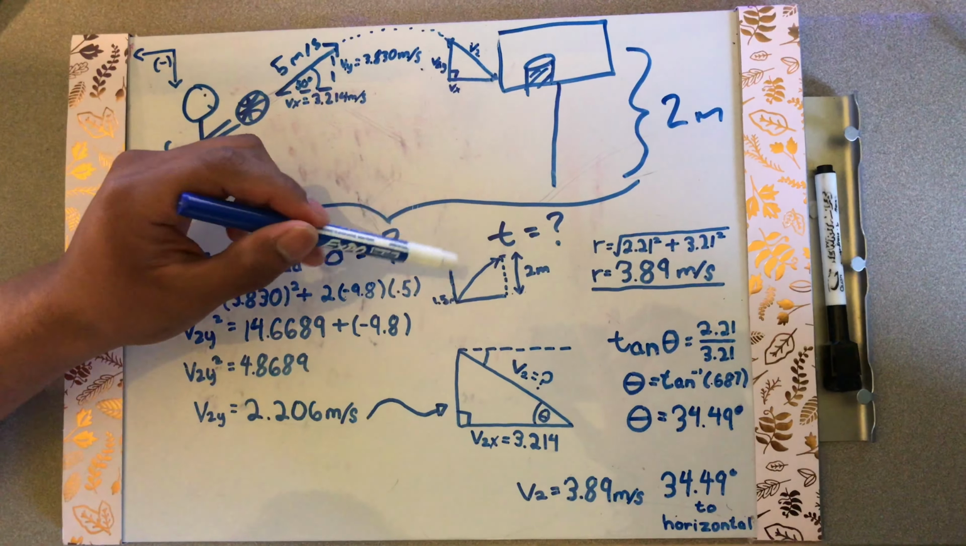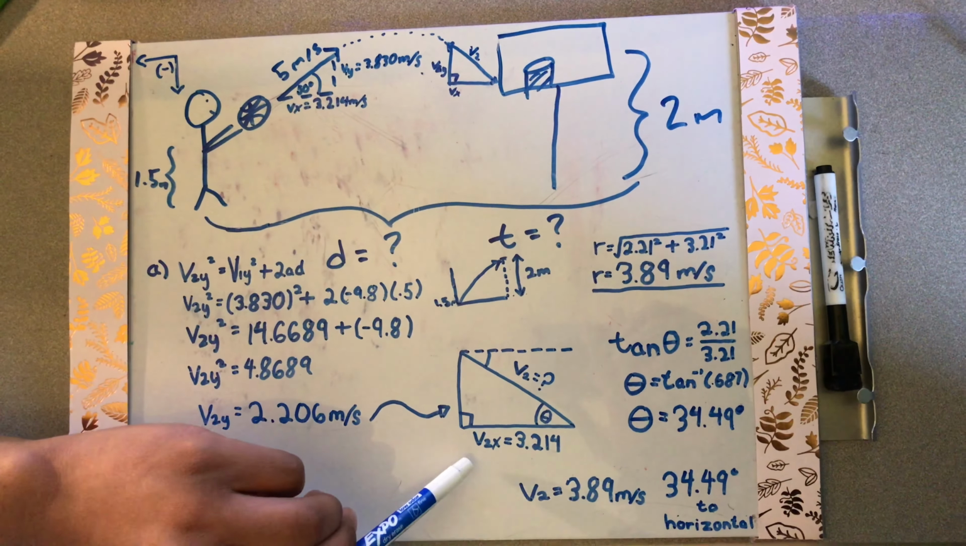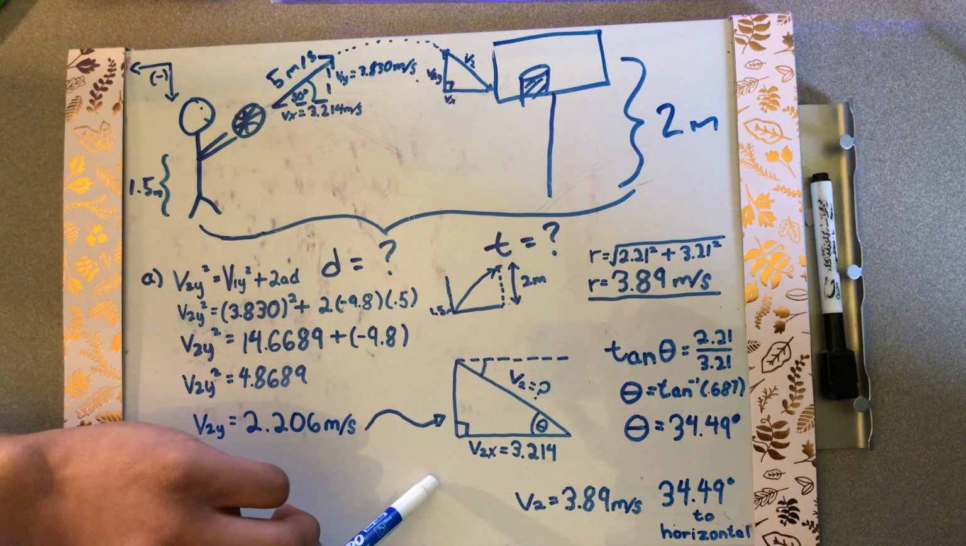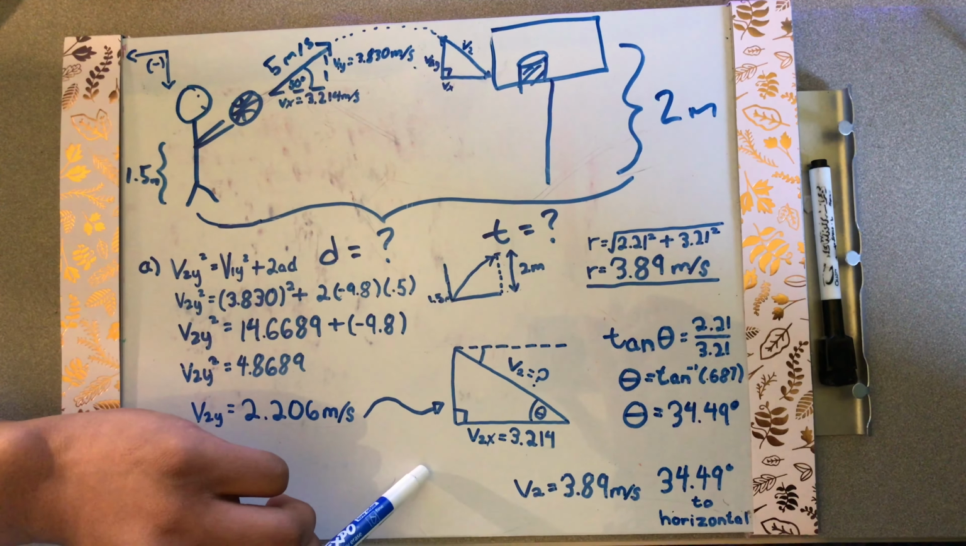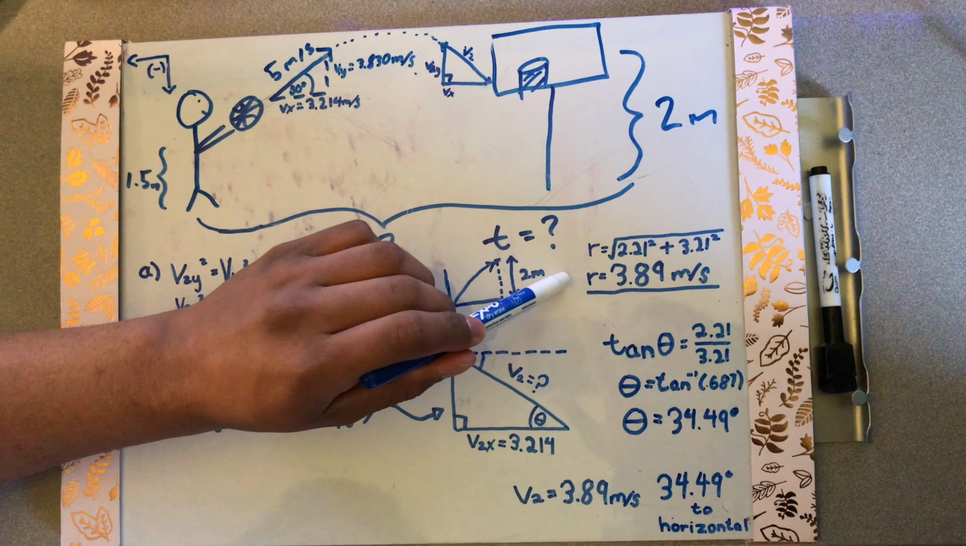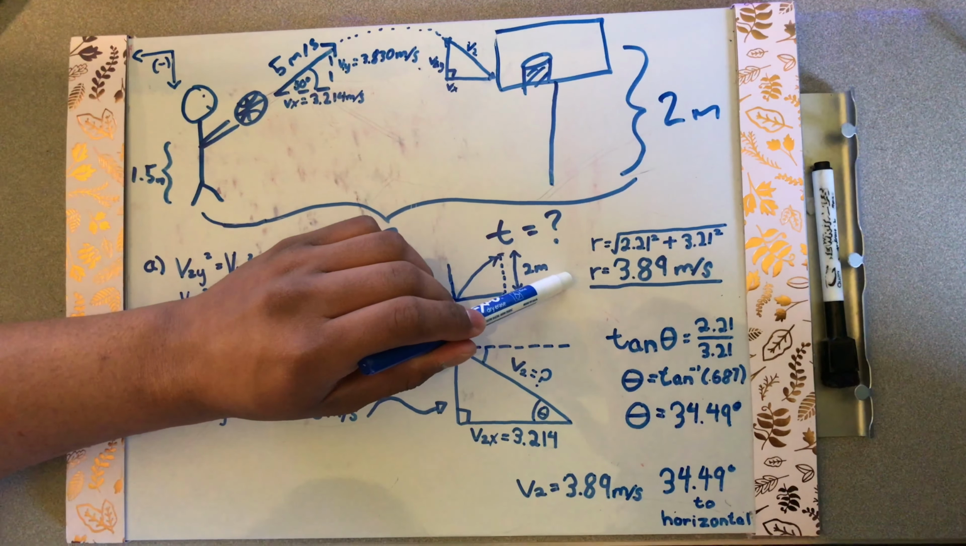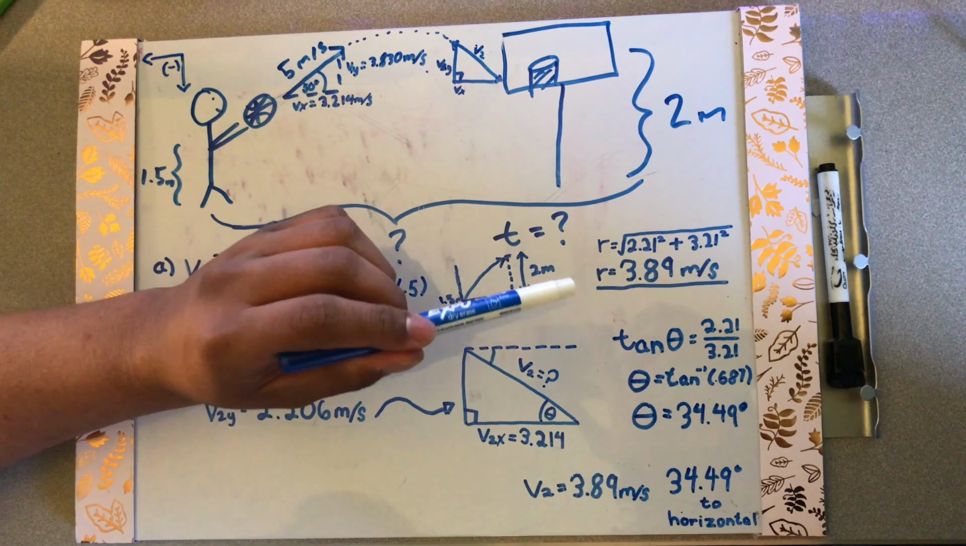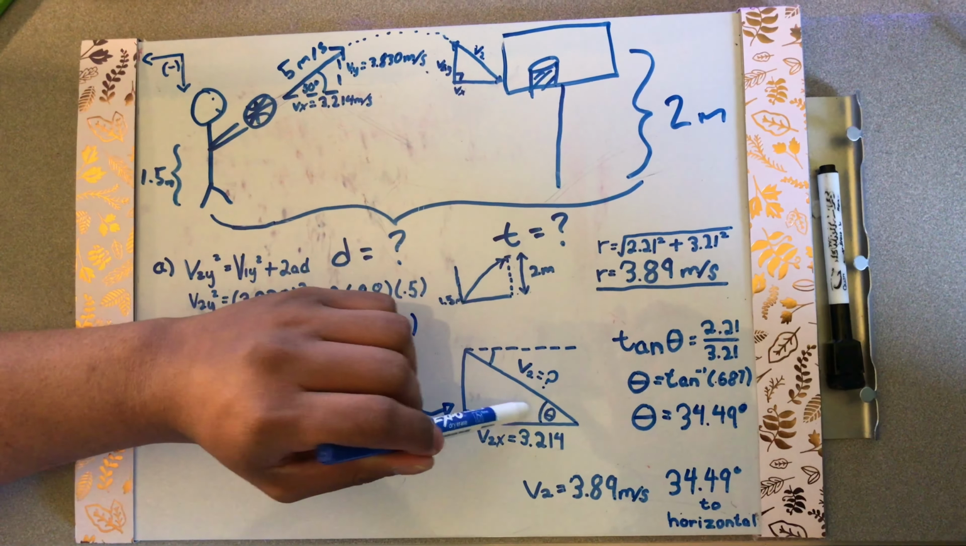Since our V2x, which is over here, is the same as our V1x, all we have to do is use the Pythagorean theorem to solve for V2. We got over here, which is labeled R, 3.89 meters per second as our V2. But we're not done yet. We must also find our angle.